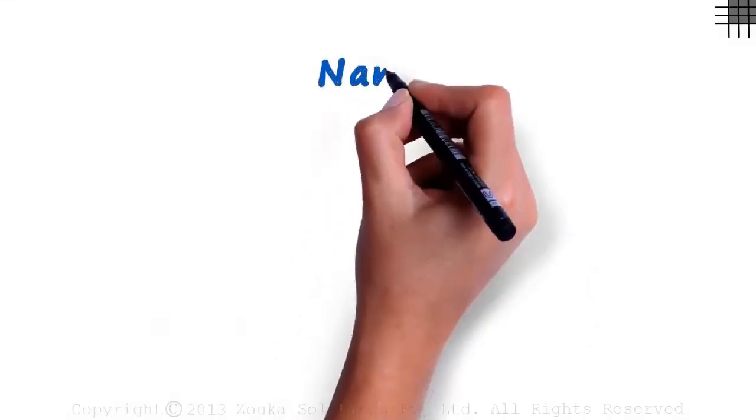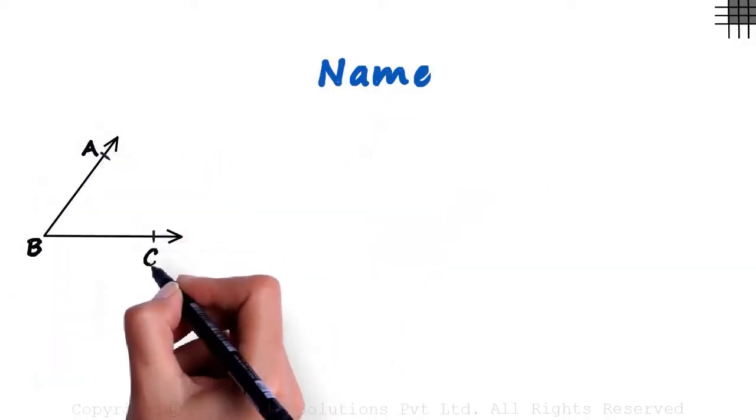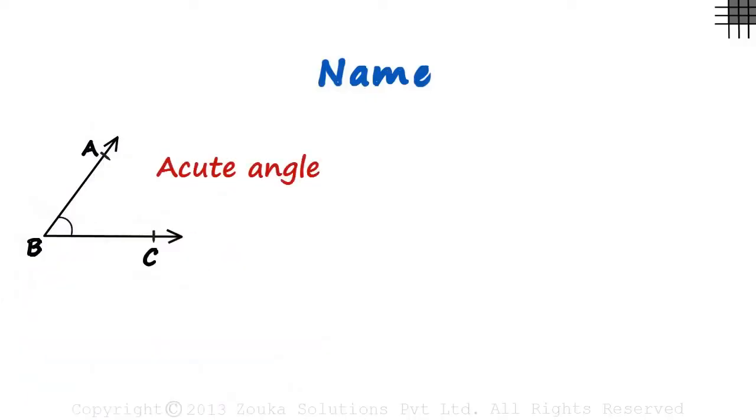How do we name an angle? Consider this angle which is formed by ray BA and ray BC. Assume it's an acute angle with a measure of 60 degrees.